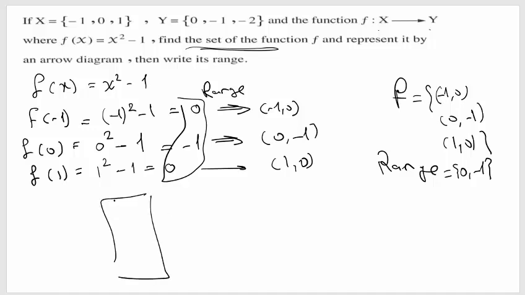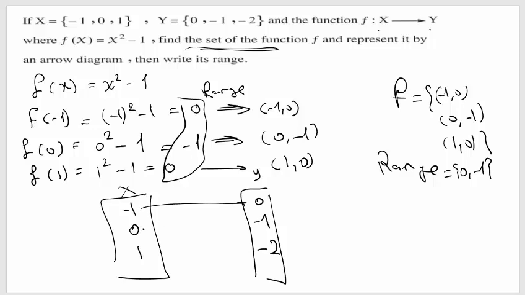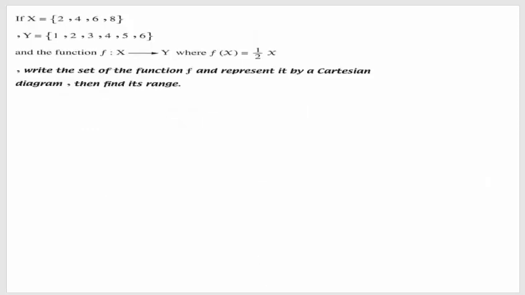I will put here x, and in front of it I will put y. x has -1, 0, 1, and y has 0, -1, -2. -1 gets 0, and 0 gets -1, 1 gets 0. So it's the function and how to represent it. Let's see one more example.